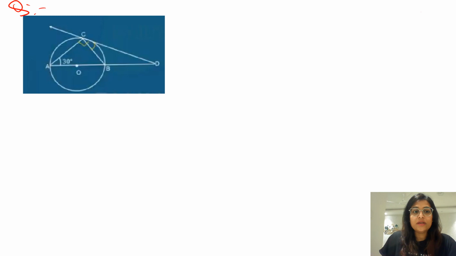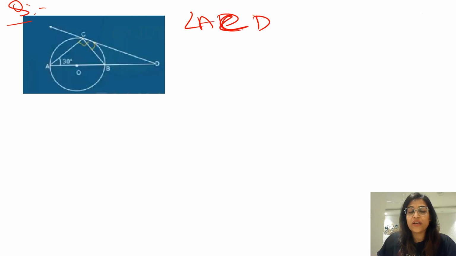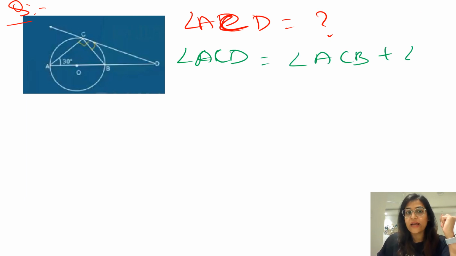So here in this particular question, angle BAC is given as 30 degrees, and we have to find out the angle ACD. I can see that angle ACD is made of two angles. I can write this as angle ACB plus angle BCD. This is made of the two angles.